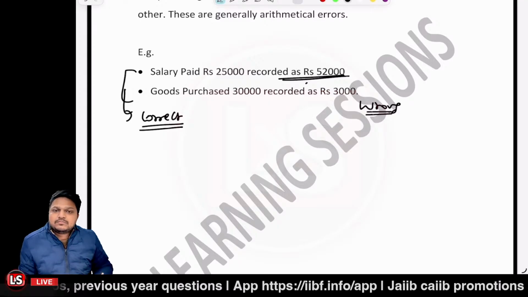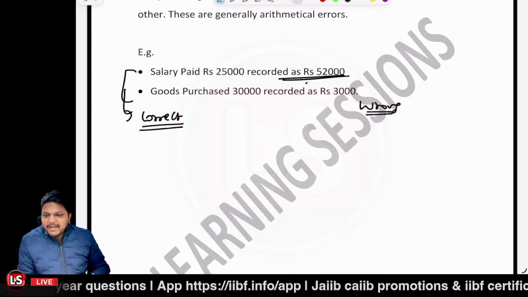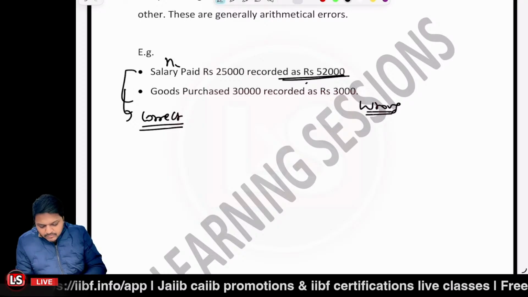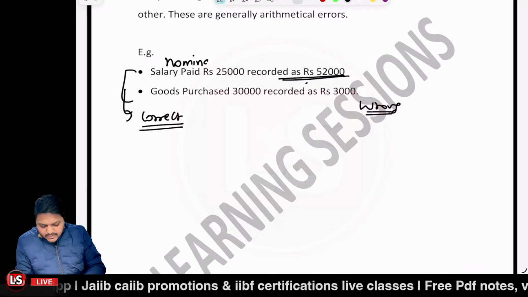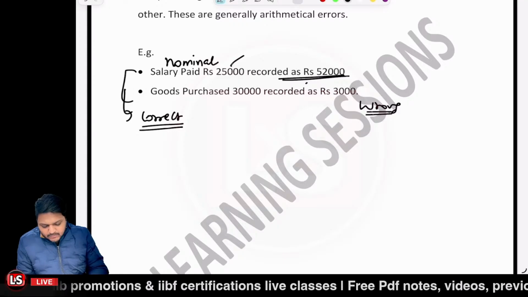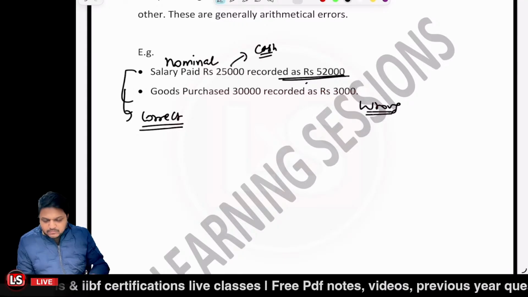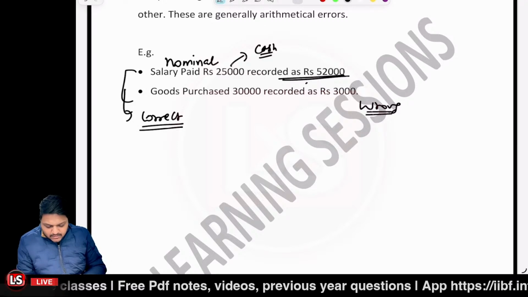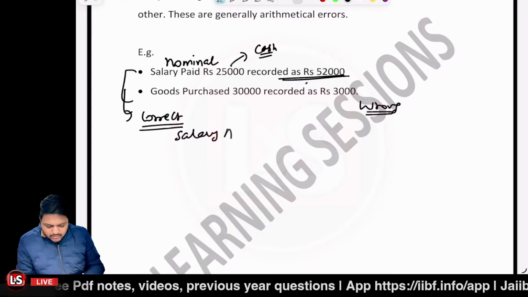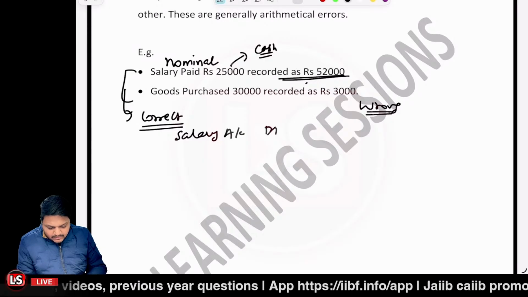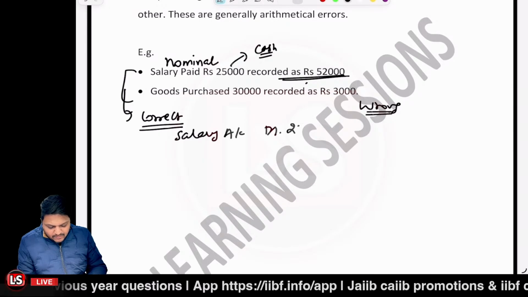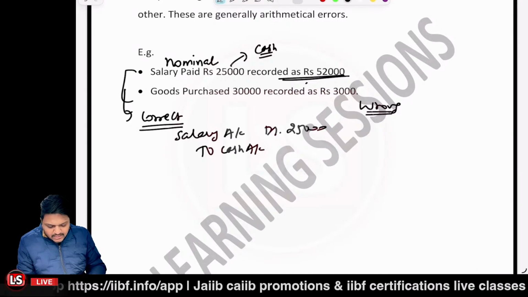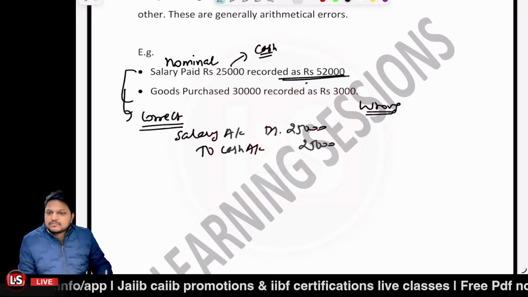On this side, I'm going to write the correct, and on this side, I'm going to write the wrong journal entries. Okay. So salary paid is an expense. So it's a nominal account, and this would be related to cash account, which is a real account. So the correct entry would be that the salary account is to be debited by rupees 25,000 and cash account is to be credited with the same amount of rupees 25,000, right?